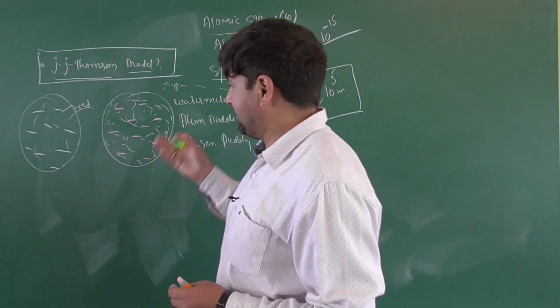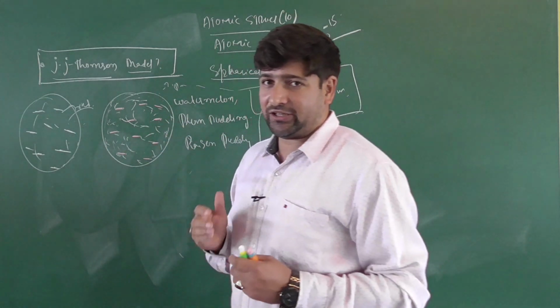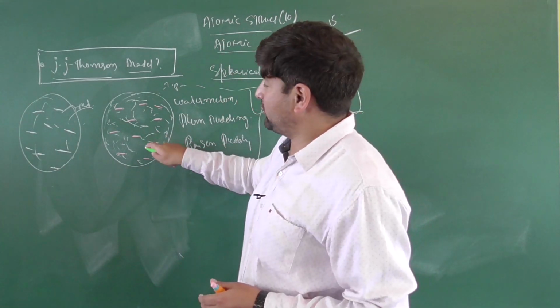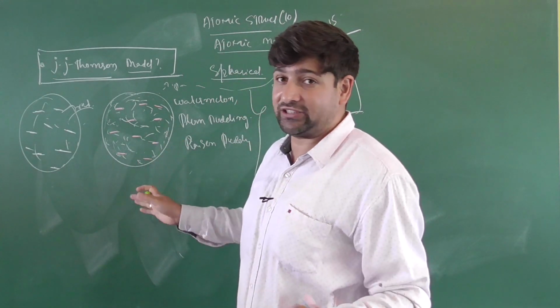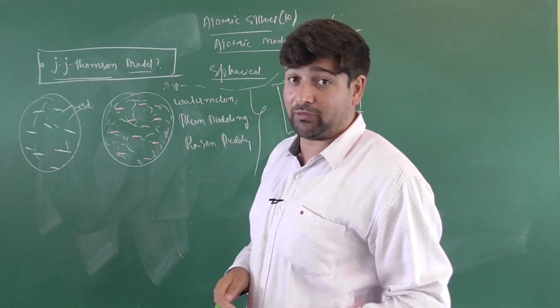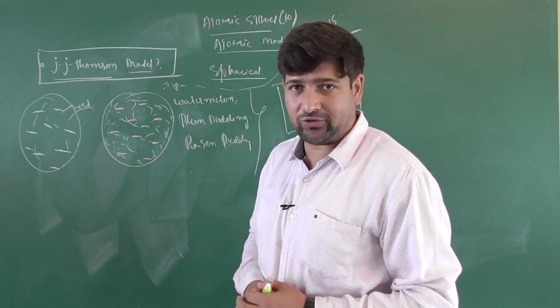So J.J. Thomson's model could tell us electrical neutrality. The mass of an atom is uniformly distributed. Nothing like nucleus, nothing like orbitals, nothing like electrostatic forces. Electrostatic forces are existing and they are cancelling each other. That's it. So how electrons are rotating around the nucleus, no concept of orbit, no concept of orbitals, and there is no principal quantum number involved in J.J. Thomson's model at all. Clear?